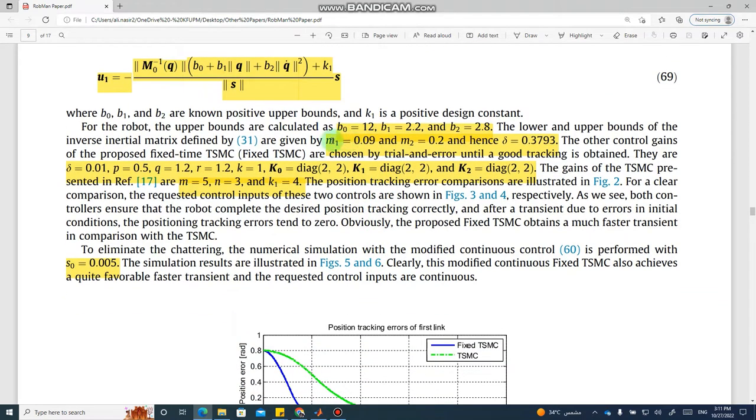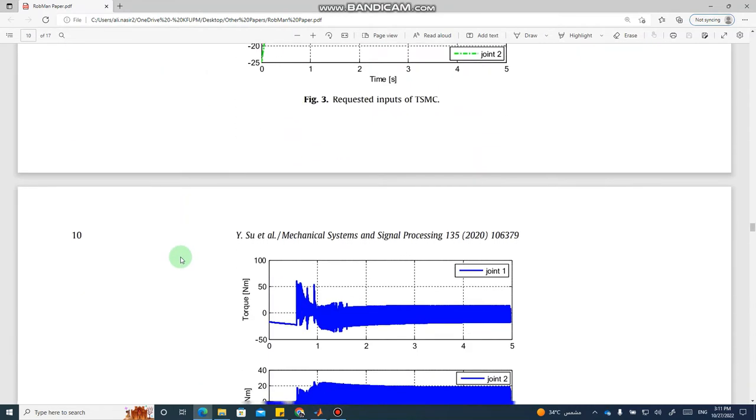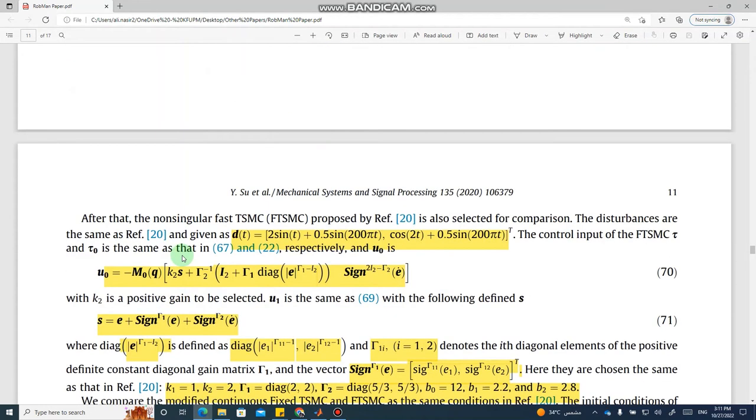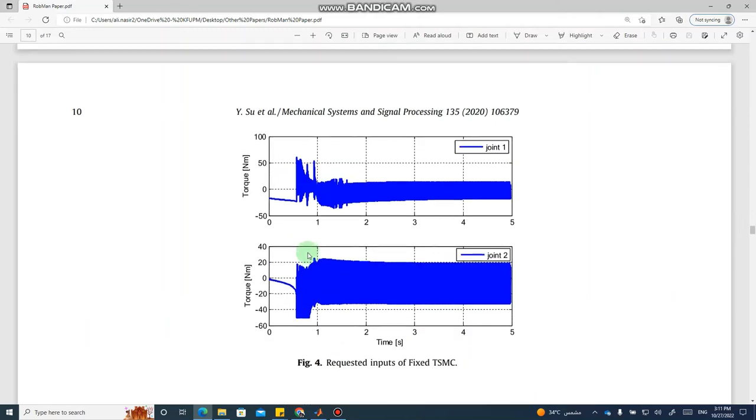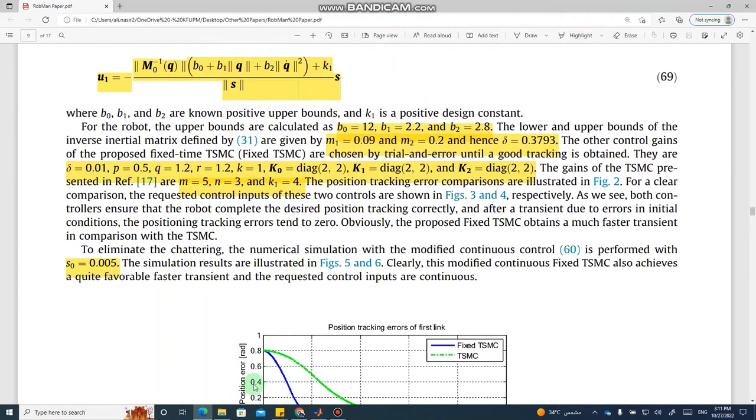Let's see, it's given. So these are the m1 m2 masses, and they have also given nominal masses somewhere around here. Anyways, so this disturbance is this guy. So this disturbance I have used here.